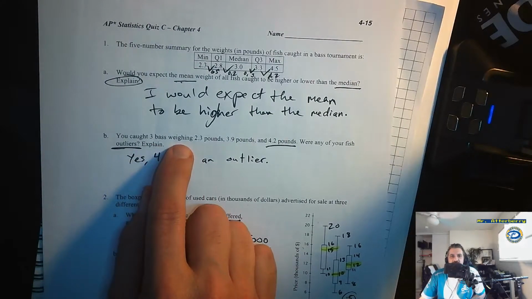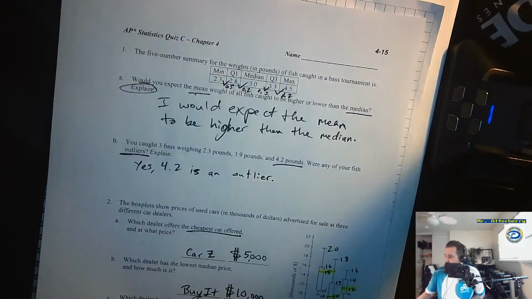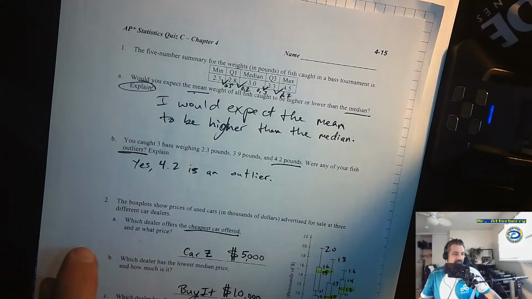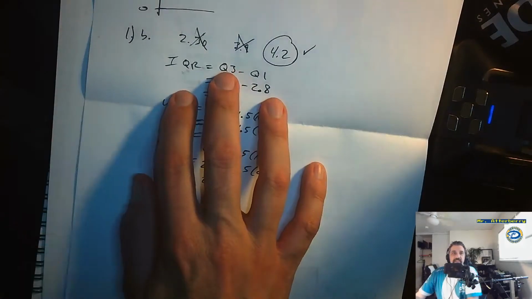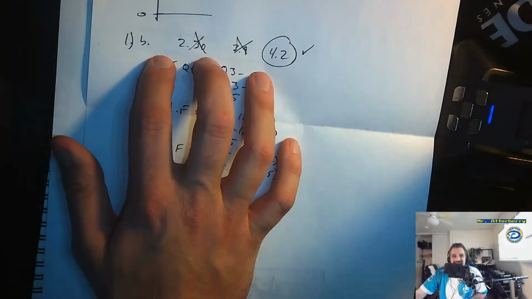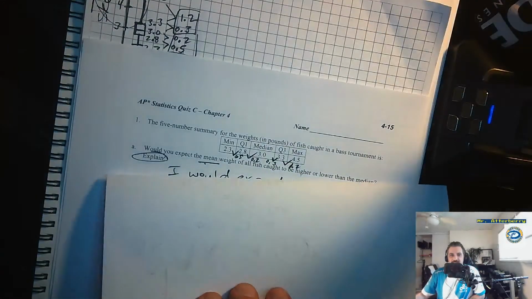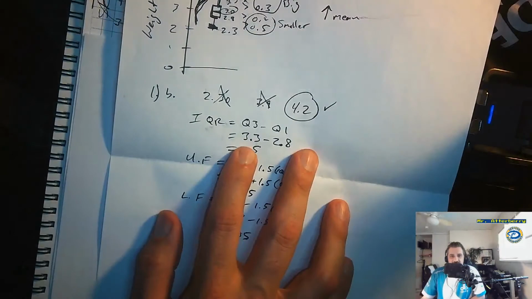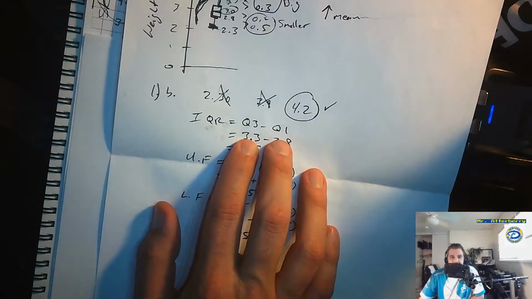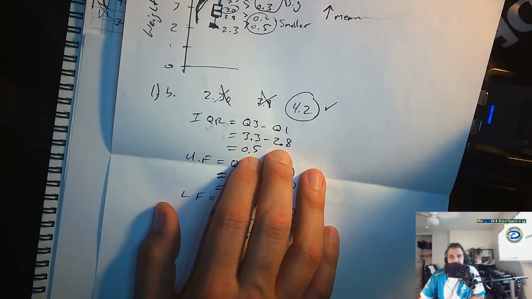Next: you caught 3 bass weighing 2.3, 3.9, and 4.2 pounds. Are any of your fish outliers? I looked at those numbers, 2.3, 3.9, and 4.2. Are any of those outliers in the data set? We didn't get the full data set, but we did get the summary, and based on that summary you can find the IQR, which you need to find first. It's the difference of your quartiles, quartile 1 and quartile 3. When I find that difference, I get 0.5.